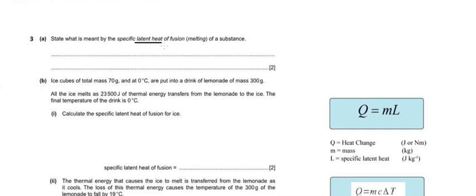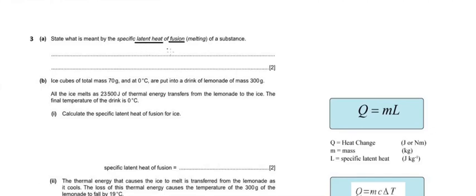Latent heat is used whenever there is a change in the state, like solid to liquid, liquid to solid, or liquid to gas, or gas to liquid. And the fusion word is used when the state is changing from solid to liquid or liquid to solid. Whenever there is a state change, we use the latent heat, and when there is a temperature change, we use the specific heat capacity.